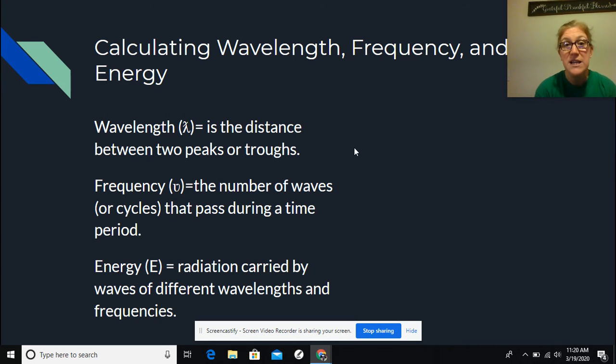There are relationships: the longer the wavelength is, the lower the frequency is. It's going to have less energy as those waves get spread apart. If those waves are crammed really close together, they're going to have high frequency. So short wavelengths, high frequency, high energy.